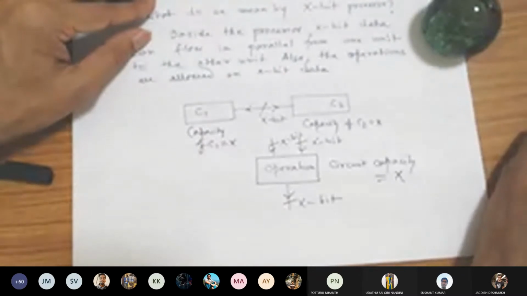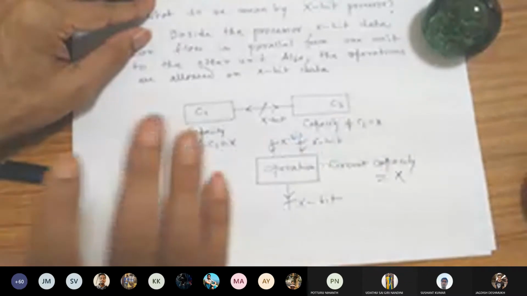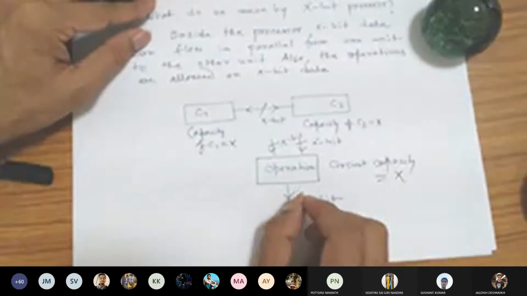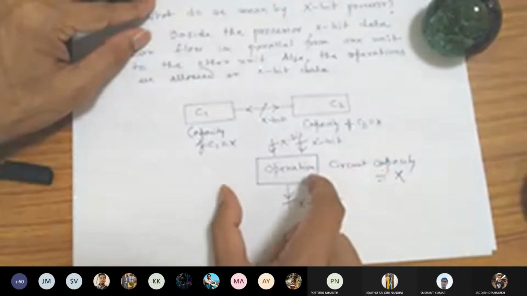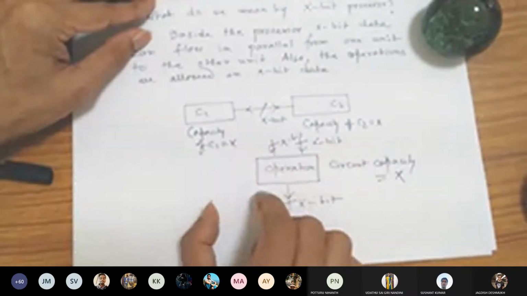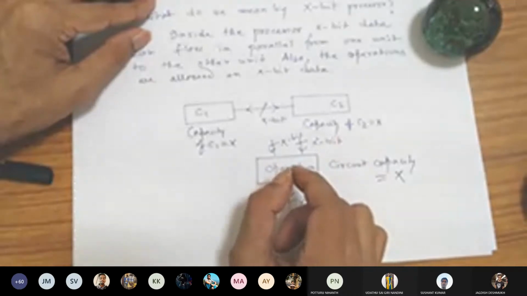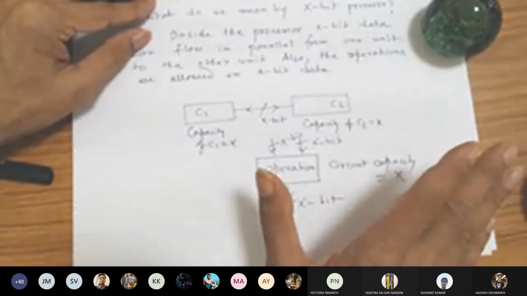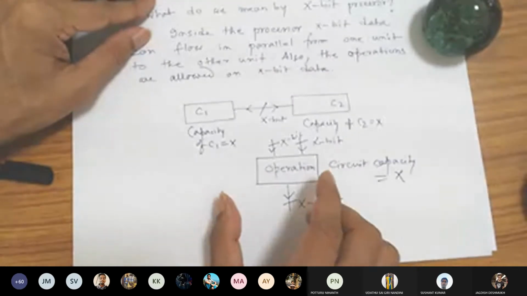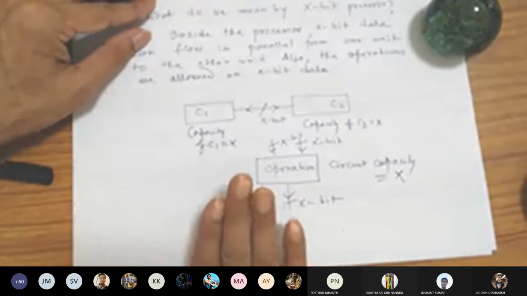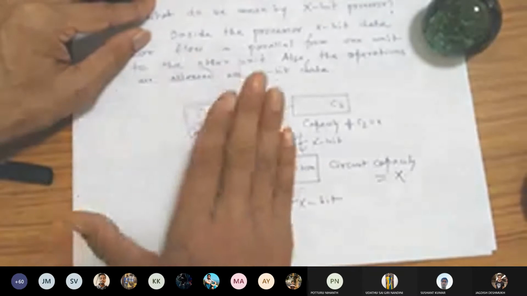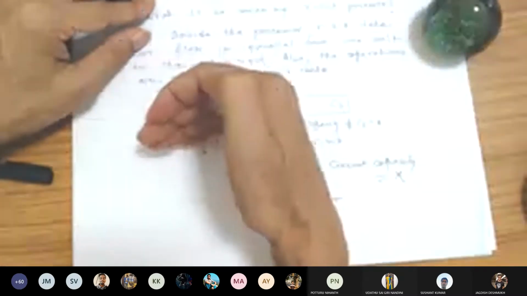So our design philosophy tells that we shall maintain all the internal paths x bits, all the internal registers x bits, all the internal components x bits wherever possible, because not all components require x bits, that we will look into at a later stage. But wherever possible we will keep those internal components x bits, so that x bit data can flow in parallel, can be processed, and can come out and go inside the processor. That is the way we define an x bit processor.